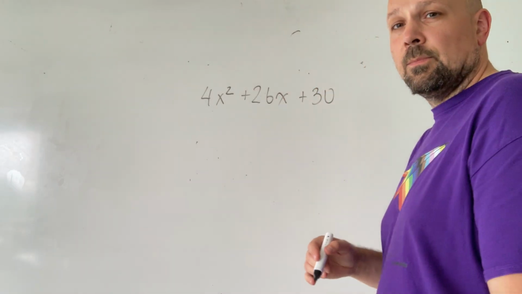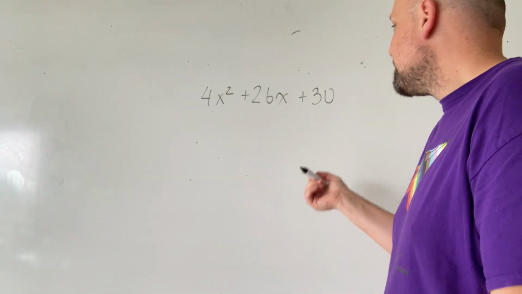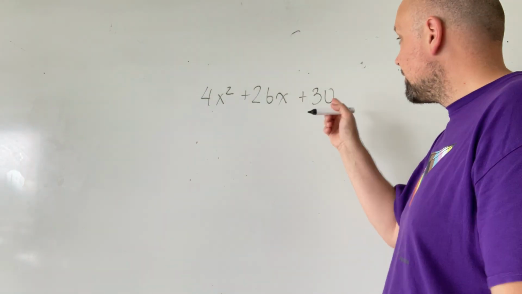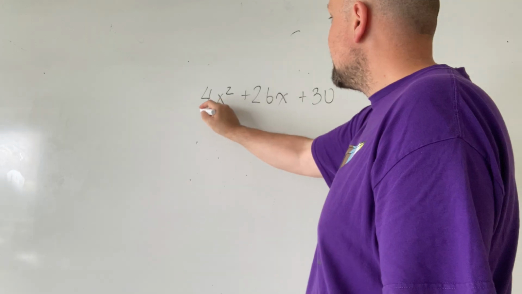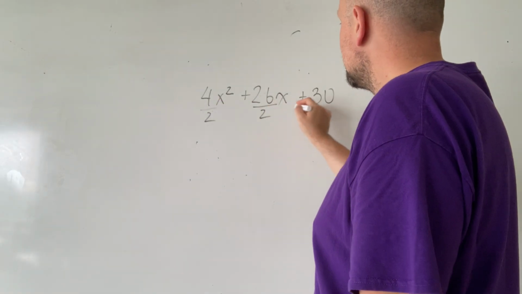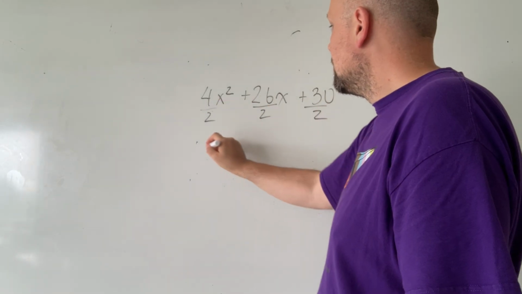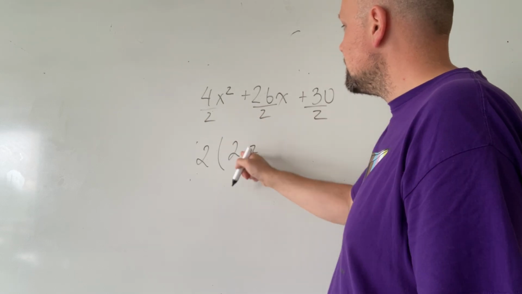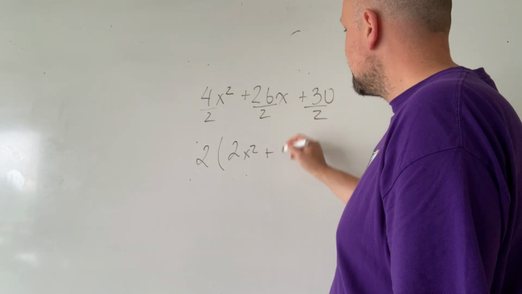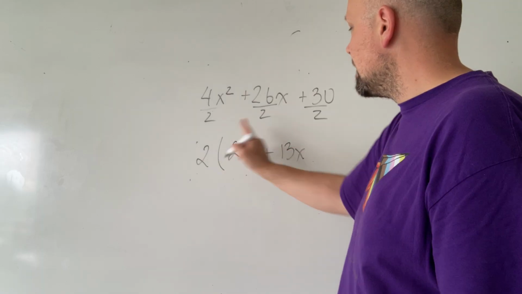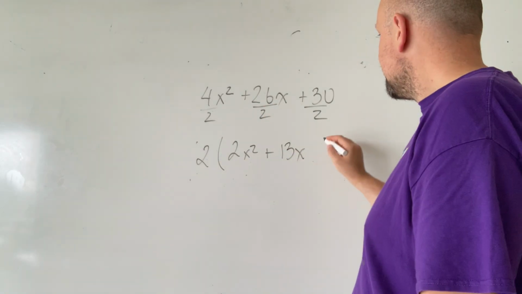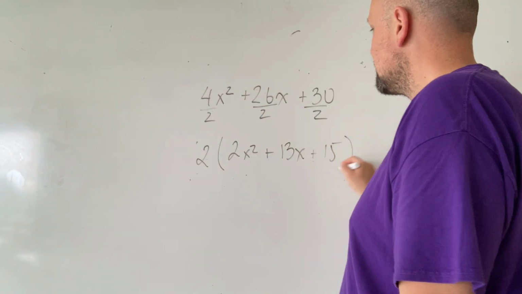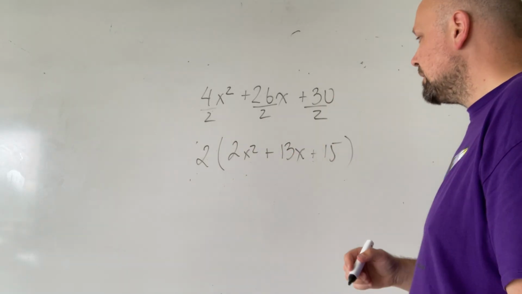Okay? So I'm looking, it looks complex. I can try to do it with complex, but first, let's see if there's a common factor. Yeah, they're all even. So I can take out a factor of 2. So 2, and here I'm left with 2x squared, because 2 times 2 is 4, plus 13x, because 2 times 13 is 26, plus 15, because 2 times 15 is 30.